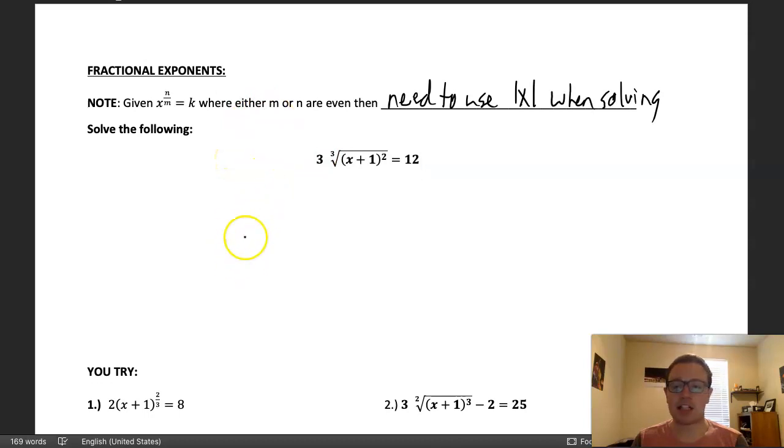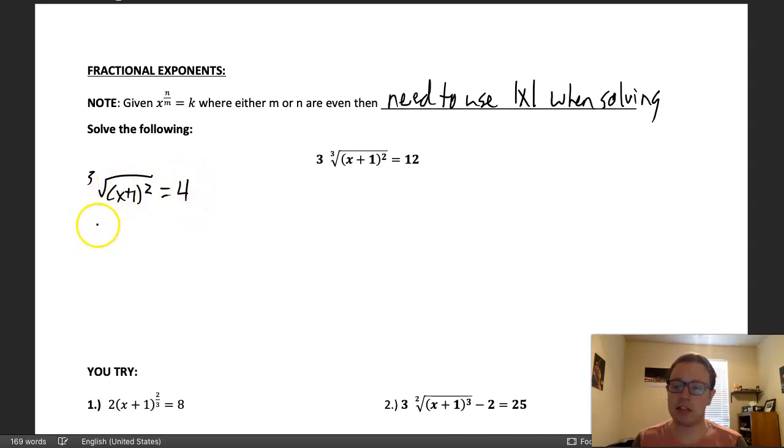Okay, let's give this a practice run. That way you can understand what I'm talking about. We're solving 3 times the cubed root of (x + 1) squared is equal to 12. Our first step here is going to be divide by 3. So this is the same thing as the cubed root of (x + 1) squared is equal to 4.